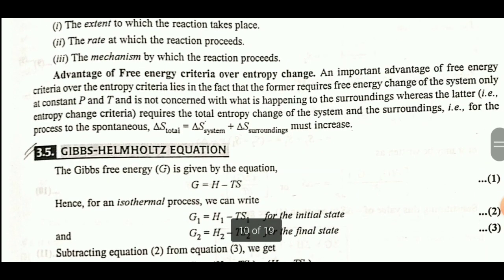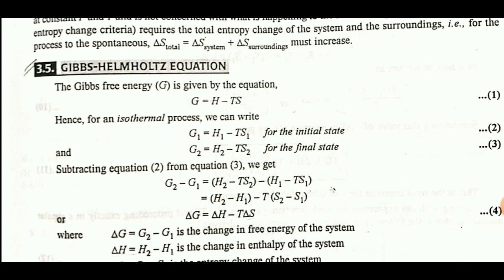Advantage of free energy criteria over entropy change. An important advantage of free energy criteria over the entropy criteria lies in the fact that the former requires free energy change of the system only at constant P and T and is not concerned with what is happening to the surroundings, whereas the latter, that is entropy change criteria, requires the total entropy change of the system and the surroundings, that is, for the process to be spontaneous, delta S total is equal to delta S surroundings plus delta S system must increase.